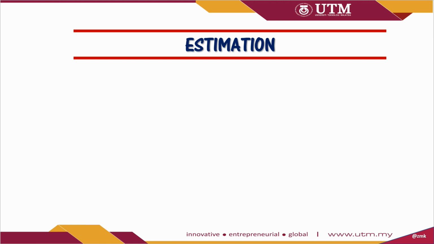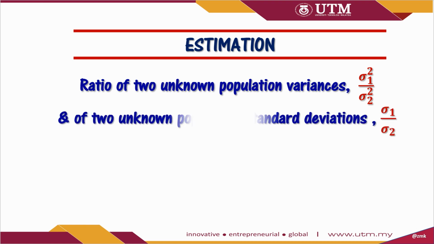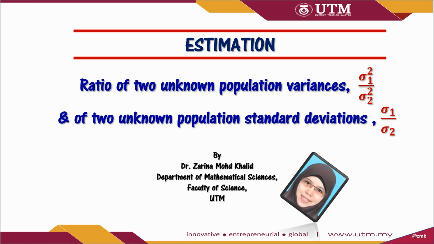Assalamualaikum and hi again. This video is on the last parameter we will learn in chapter 3 on estimation. We will explore the technique to estimate the ratio of two unknown population variances denoted by sigma 1 squared over sigma 2 squared, and hence for the ratio of two unknown population standard deviations sigma 1 over sigma 2. Are you ready? Let's go.